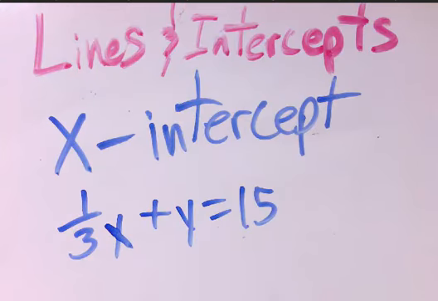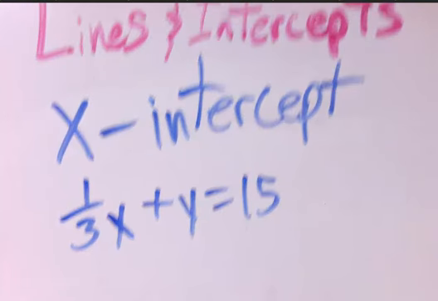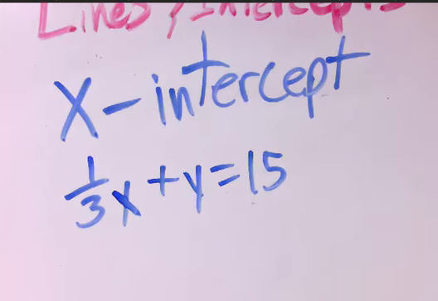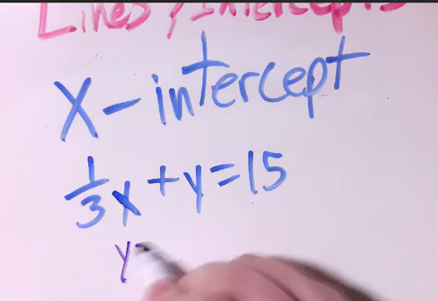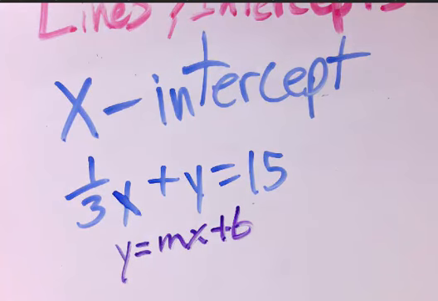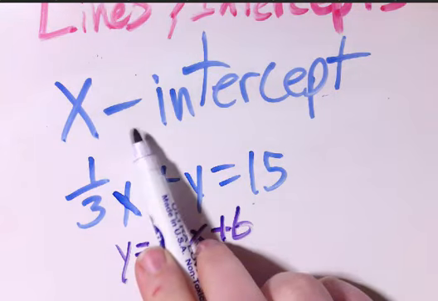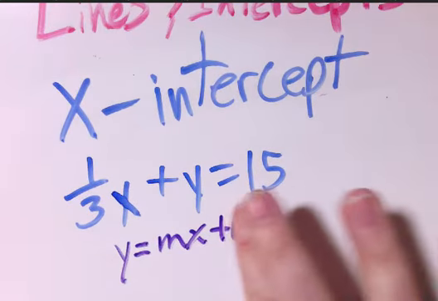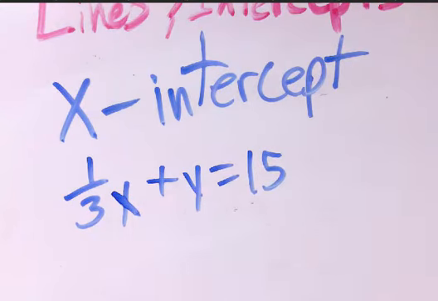So our next question here, we're asked to find the x-intercept of this equation. So the first thing I'm going to do is to put this in slope-intercept form. So remember, that's going to be y equals mx plus b, where the m is your slope and b is your y-intercept. But remember, in this case, we're looking for our x-intercept. Let's go ahead and put this equation into that form.